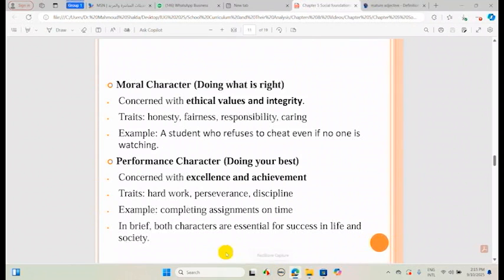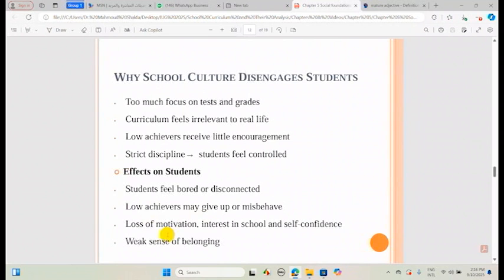Performance character, doing your best. Here, the quality concerned with excellence and achievement. Traits like hard work, perseverance, discipline, examples, completing assignments on time. In brief, both moral character and performance character are essential for success in life and society.